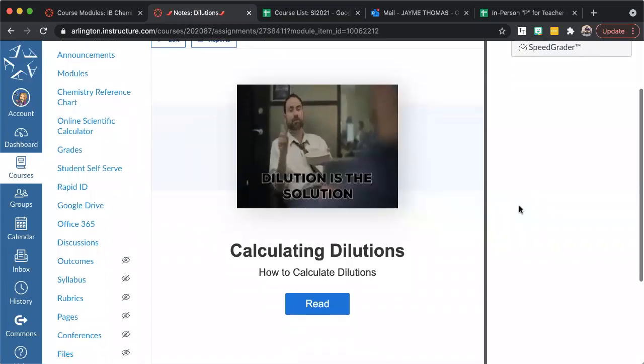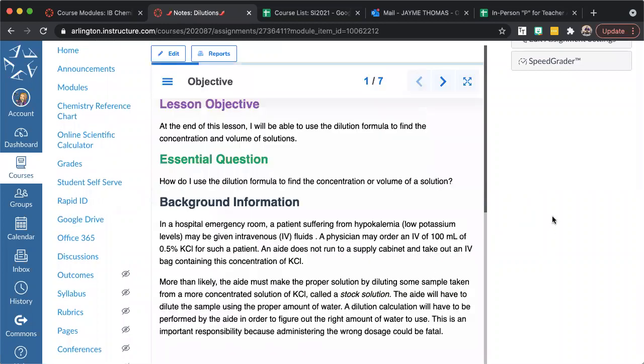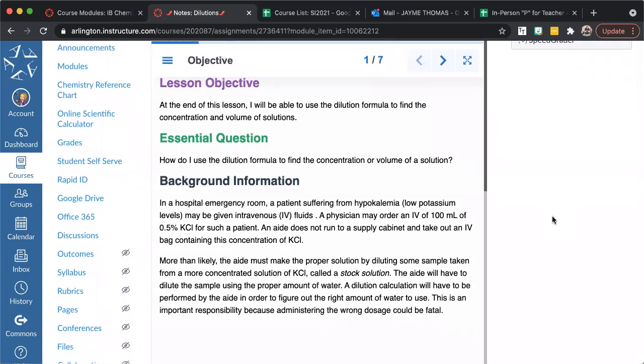So dilutions, what you're trying to do is you're changing the concentration, okay? And so there's a little bit of a calculation involved. And so there's a little formula. It's really not that hard. We'll go through and look at the formula and how you can rearrange it.